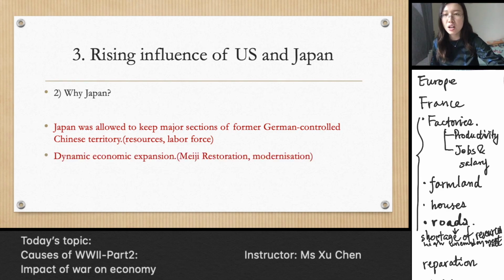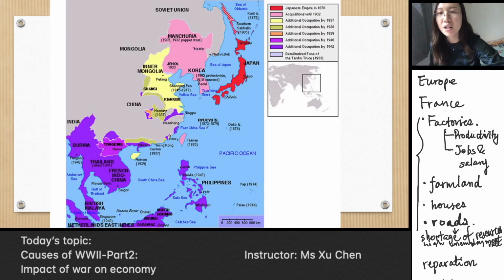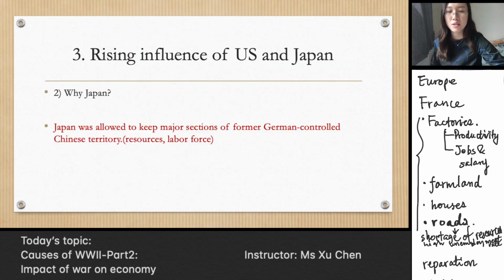You can check this map out. You can see Shandong Peninsula, 1915 to 1917. Actually, this is the major place that used to be controlled by Germany, but has now turned into Japan's colony. So what else?